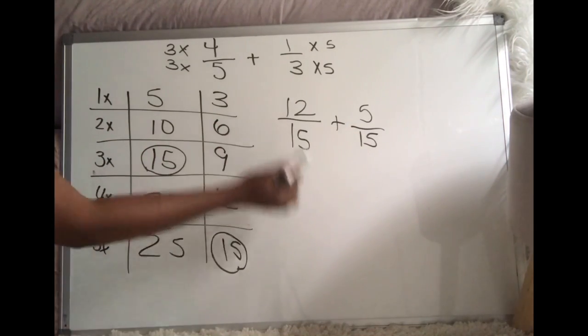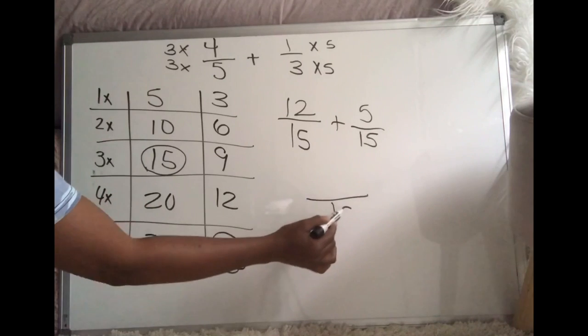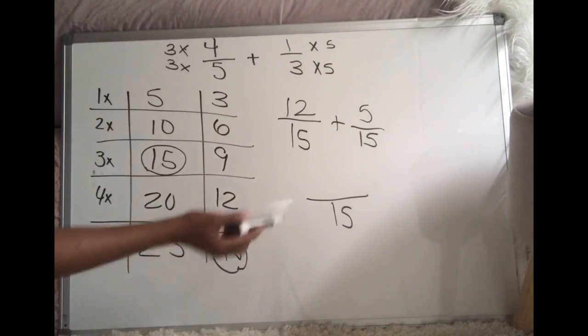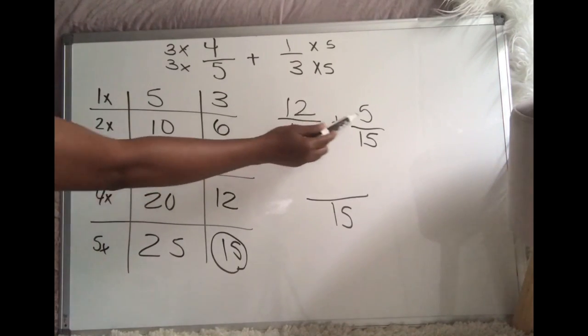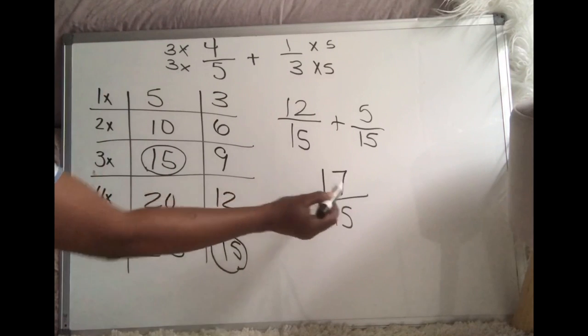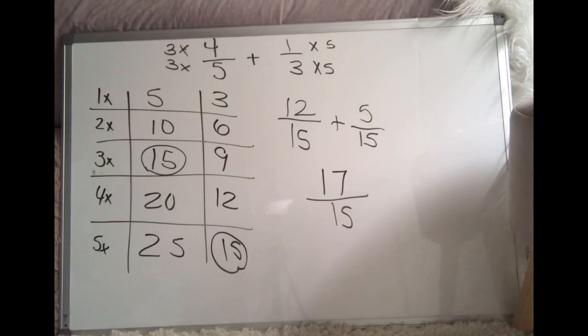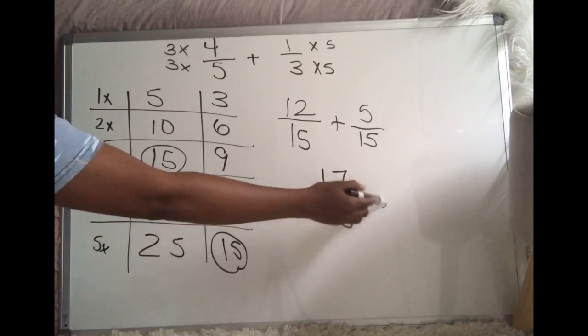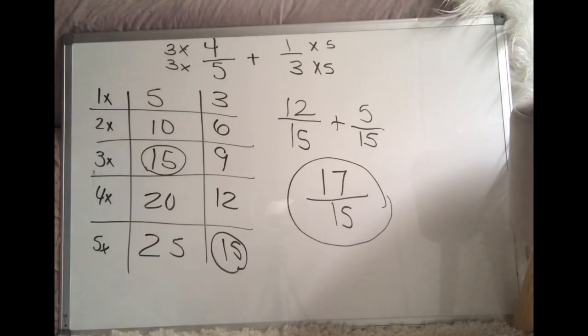Now I keep the same denominator because that's the purpose of finding your LCD. I keep the same denominator, and then I add my numerators. 12 plus 5 is 17/15. So check out the next video as well on how to change improper fractions, because this is an improper fraction. How to change from improper to proper fractions will be in my next video I post.